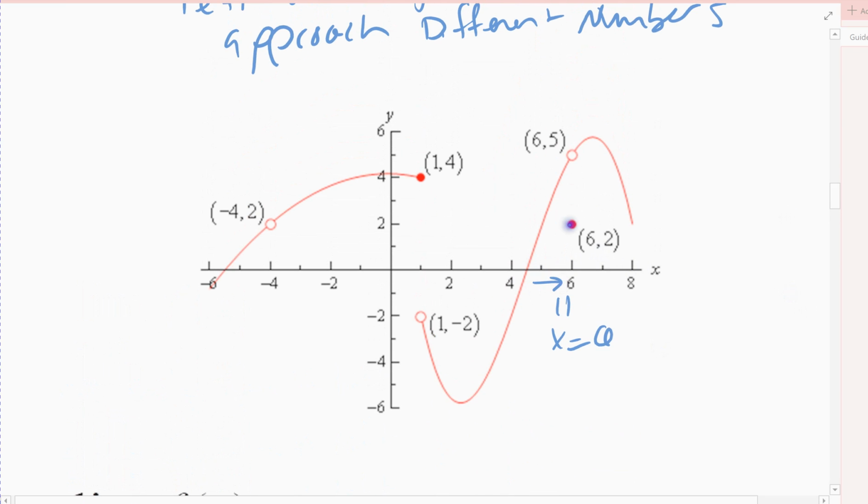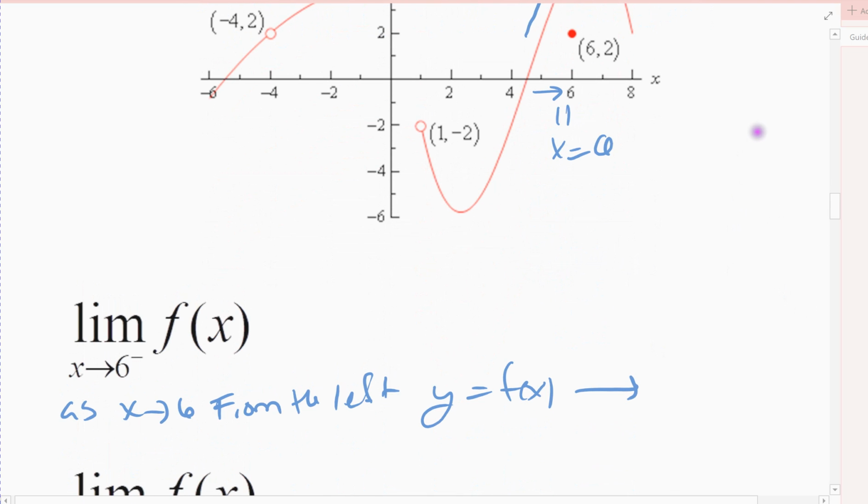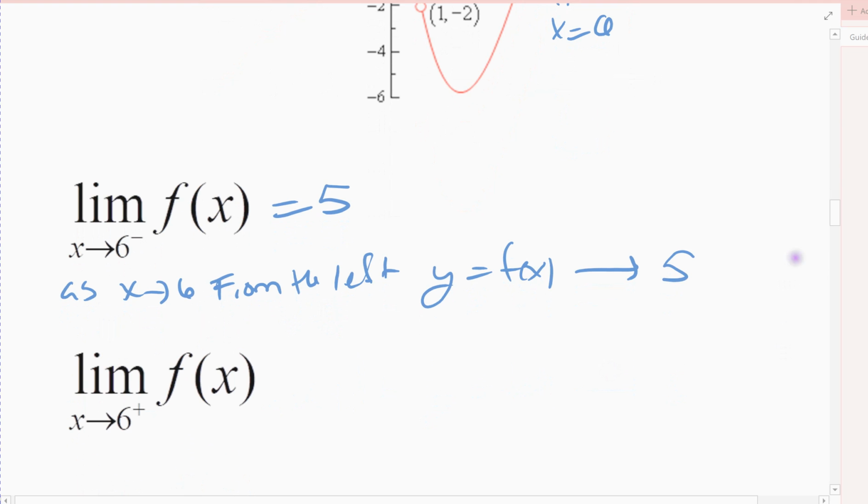All right, so I'm to the left of 6. Left means I'm on this side. And so I go up to my function, it's the red line. What is the red line approaching? Well, it's approaching this open point at 5. So the function value is the y value, and so it's approaching the y value 5. And so 5 is the limit from the left.